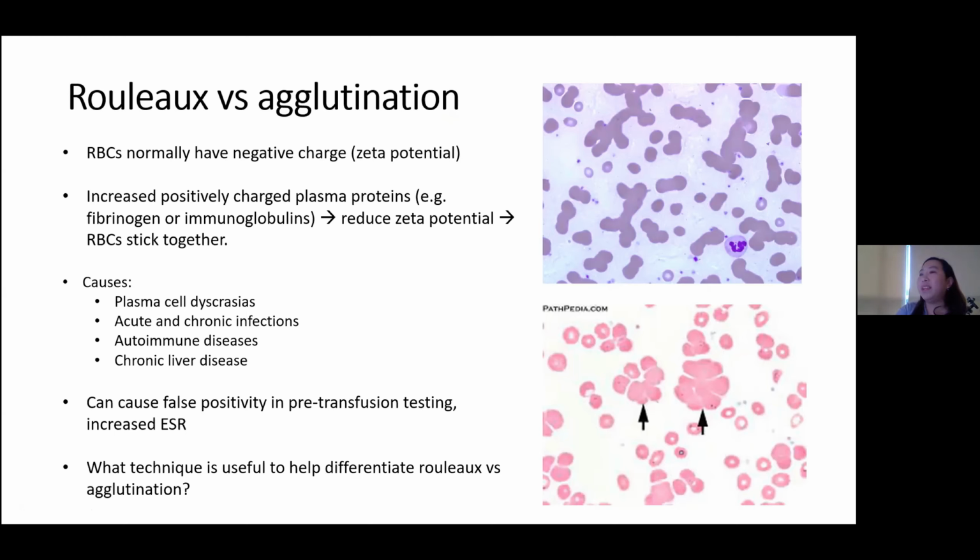So do you guys know what technique might be useful to help differentiate rouleau versus agglutination?